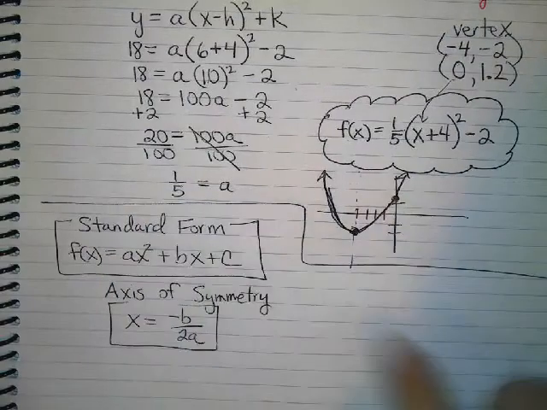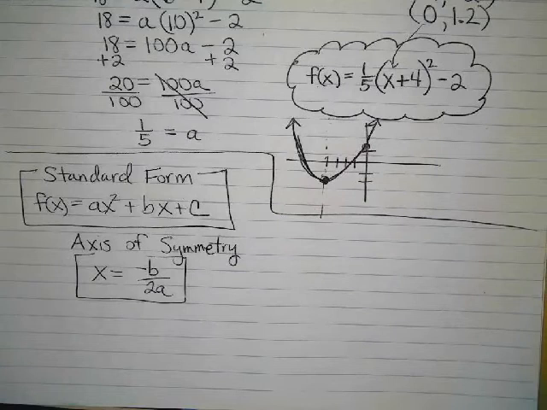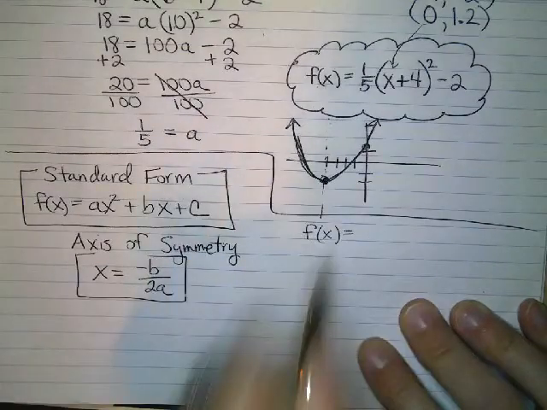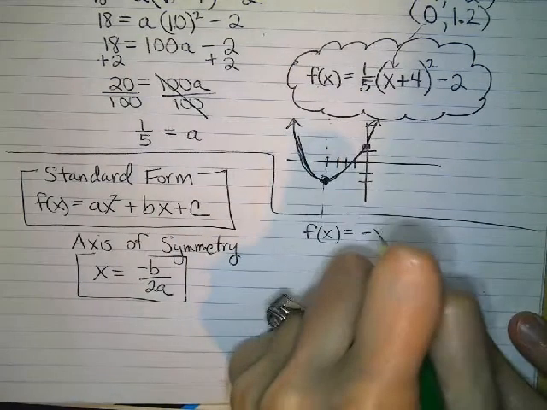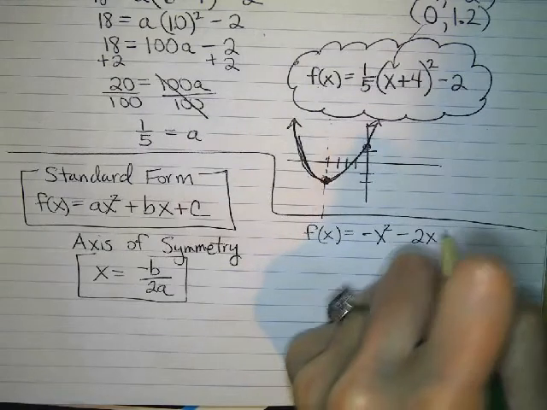All right, so over here, let's try one. All right, so let's say we had f of x equals negative x squared minus 2x plus 1.